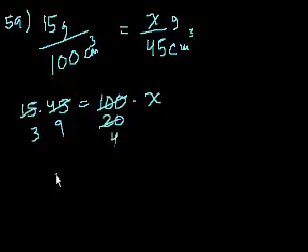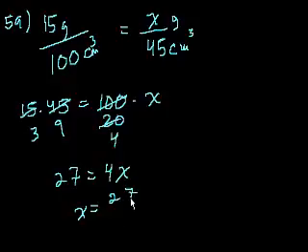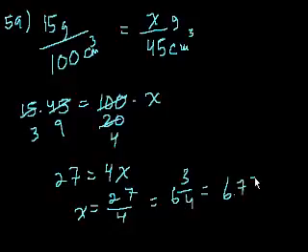3 times 9 is 27, is equal to 4x. Divide both sides by 4. You get x is equal to 27 over 4. 4 goes into 27 6 and 3/4 times. All of their numbers are in decimals, so that's 6.75, which is E. 4 times 6 is 24, and you have 3 left over.